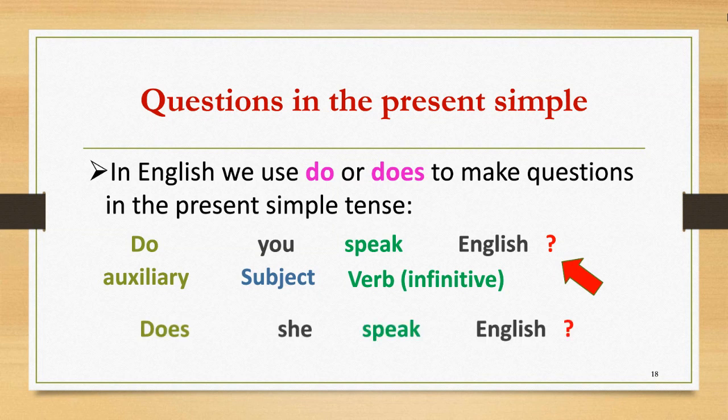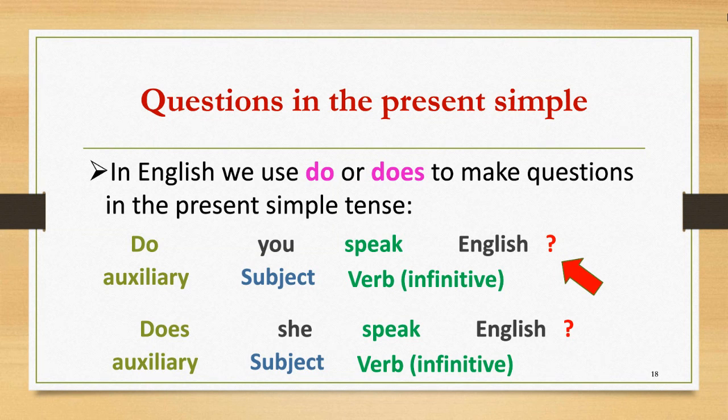If it was she, instead of using do, we use does. Does she speak English? The auxiliary does, the subject, the verb at the infinitive form. Remember, the S is in the auxiliary do, does, she, then infinitive. And of course, the question mark at the end.